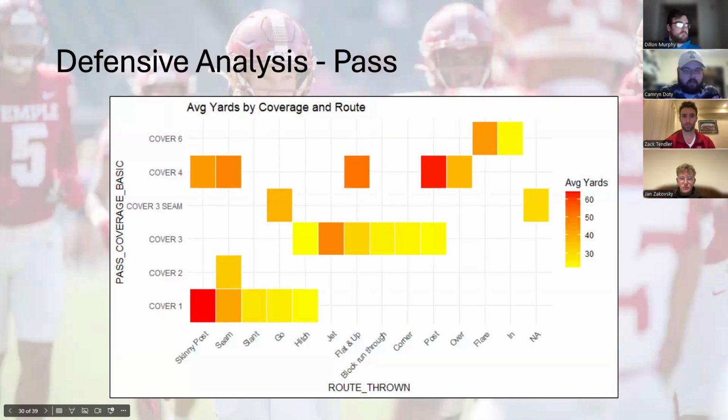Then I created a heat map to show where our vulnerabilities were with each route and how many yards we were giving up. You can see that there's more squares in the cover 4 and the cover 3 rows, because we gave up more of those plays. And yellow in this graphic means that we gave up less average yards, and the red means that we gave up more. So if you look in the bottom left corner, you can see that skinny post on that cover 1 route that we were beaten.